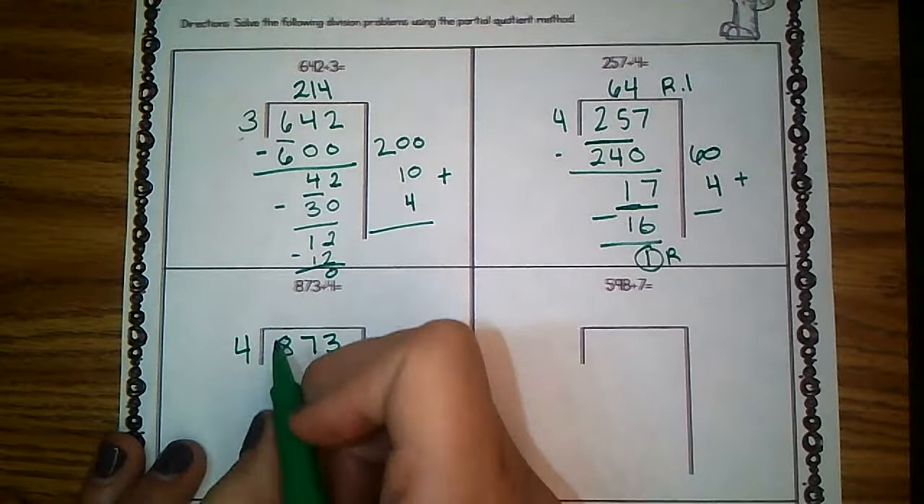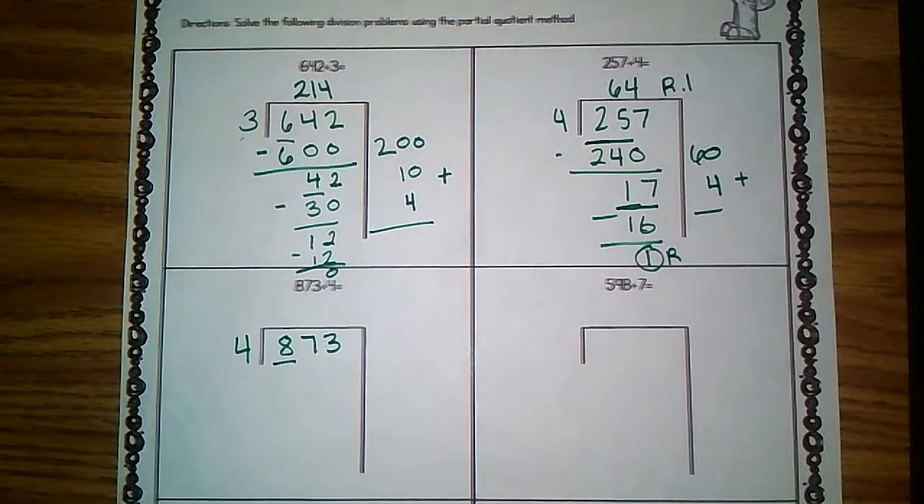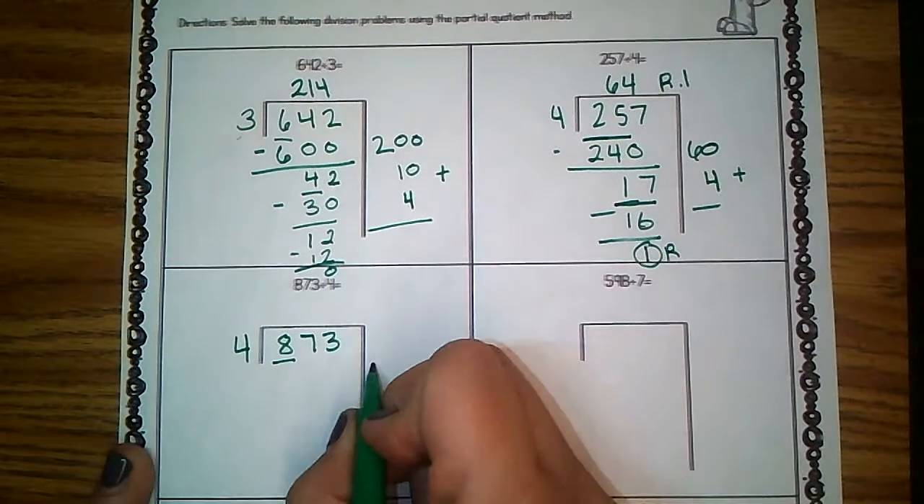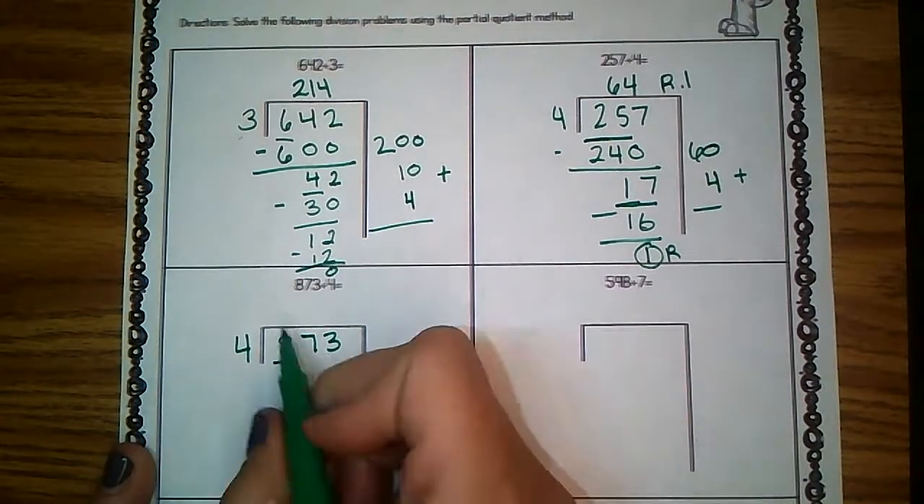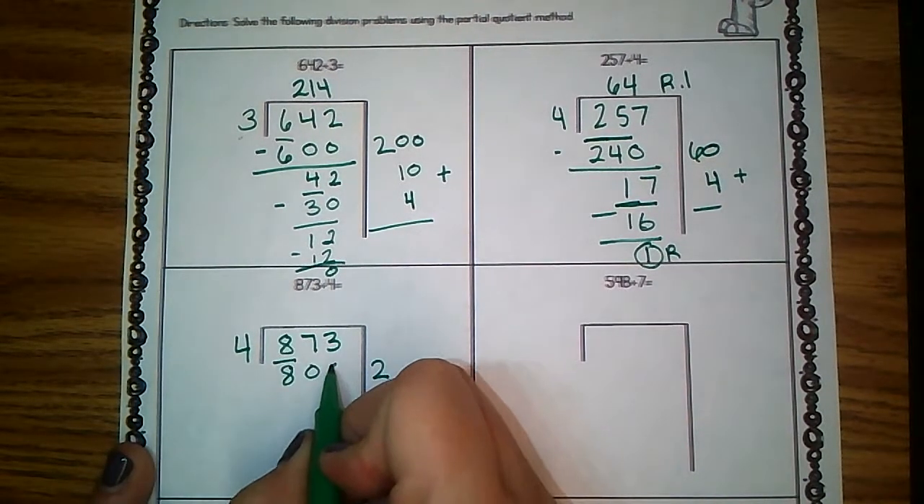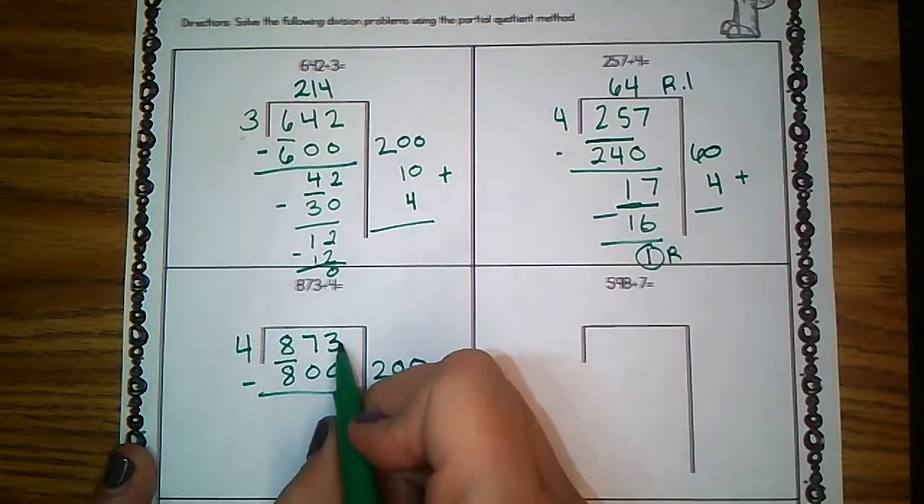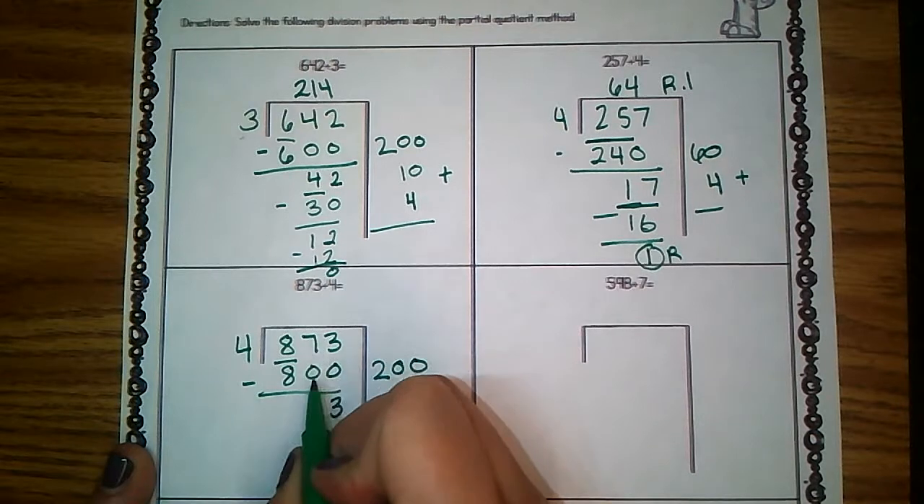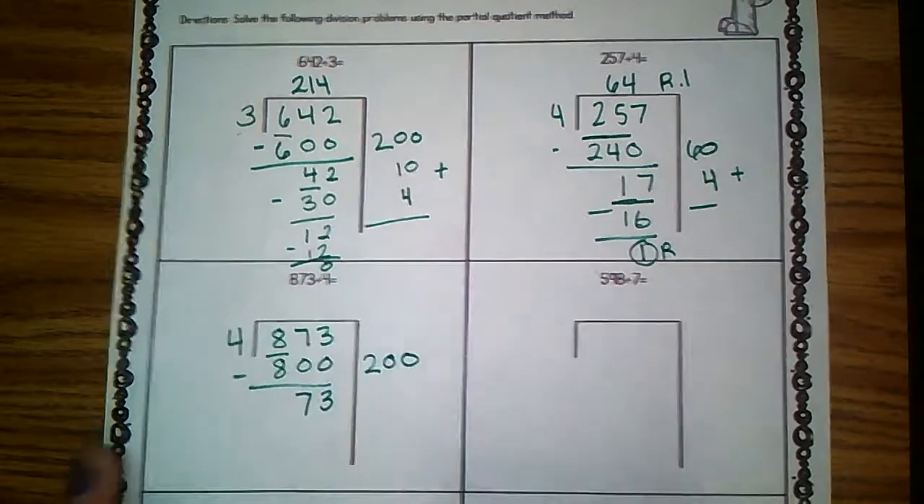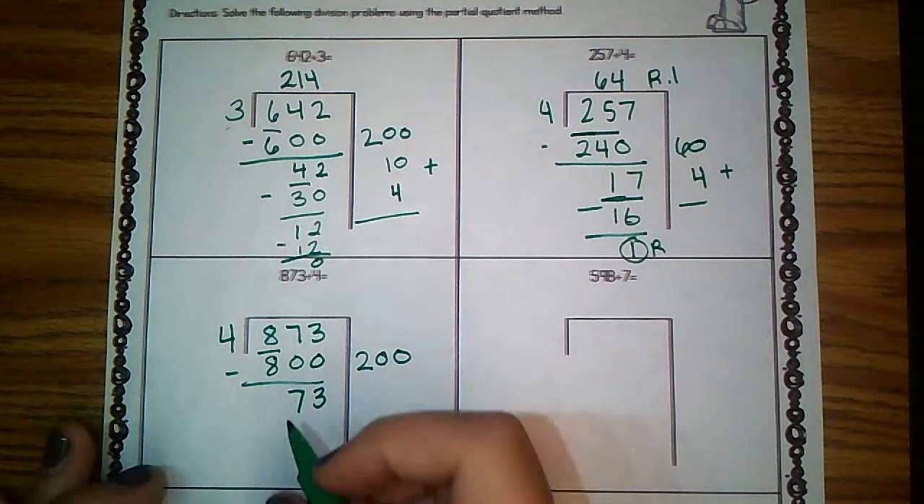Moving on, we're going to put our 4 on the outside and put 873, the dividend, on the inside. First thing, underline the first number. How many times can 4 go into 8? I know that's 2. 4 times 2 is 8. Add a 0 here and here. Subtract. 3 minus 0 is 3. 7 minus 0 is 7. 8 minus 8 is 0.